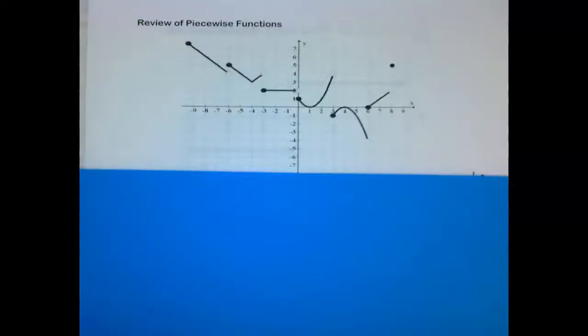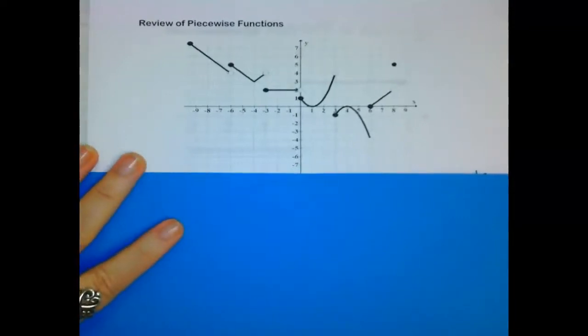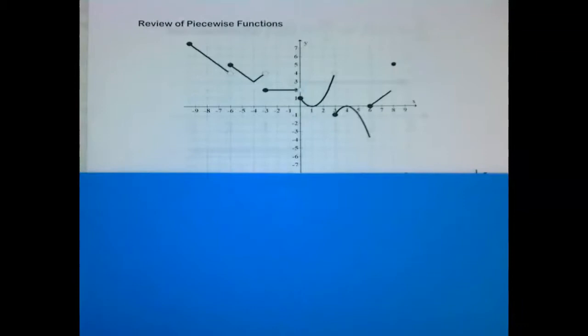Hi, today we're going to review a couple of functions and look at some things that we need to know about them. So we're going to start with a piecewise function. We learned in Algebra 2 that a piecewise function is a function, so it has to pass the vertical line test, but it's not just a single equation like a quadratic. It's made up of pieces of other parent functions that we've studied and pieces of other graphs that we've studied.